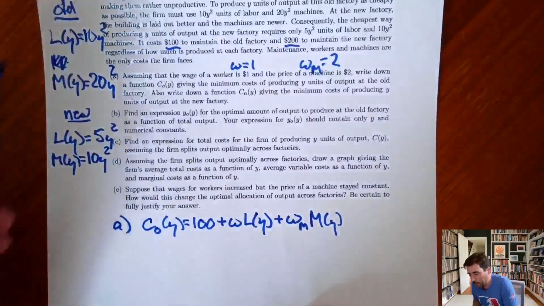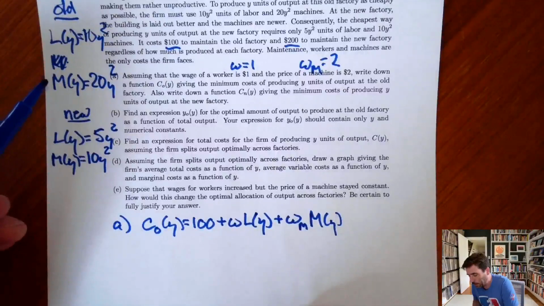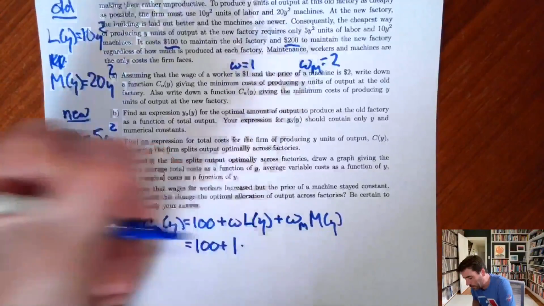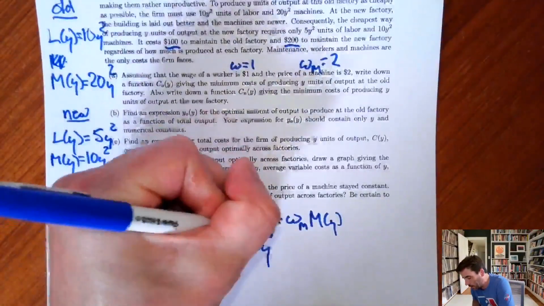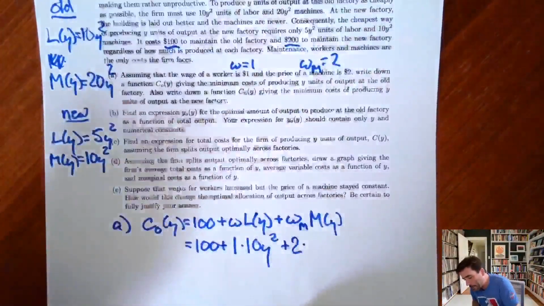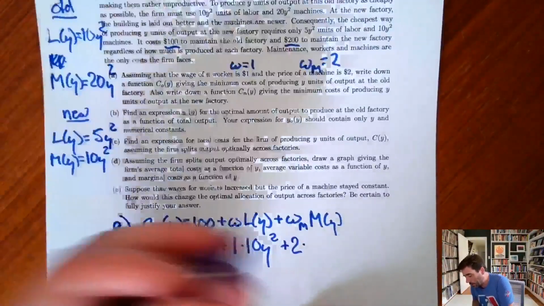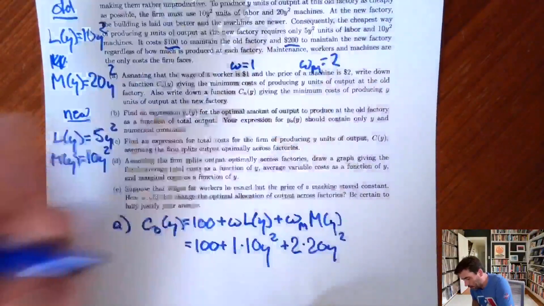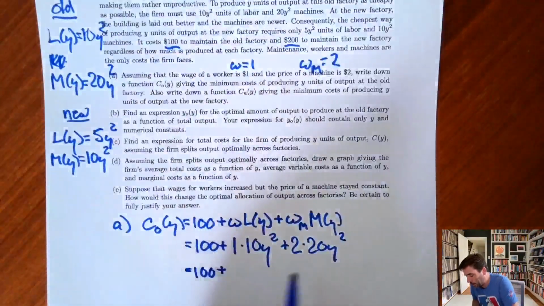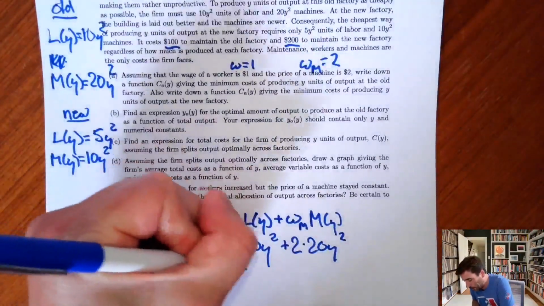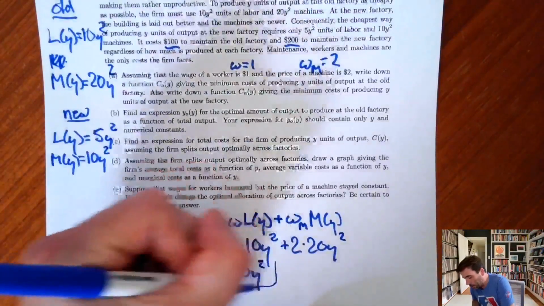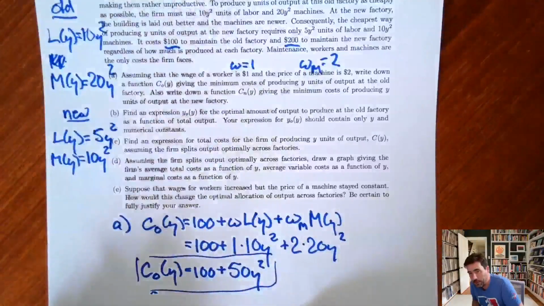All right, so we just need to plug in that information that we handily kept over here in the margin into our equation now. It's going to be 100 plus our wage of 1 times our L of 10Y squared plus our price of a machine of 2 times our 10Y squared, or sorry, 20Y squared for M. All right, so we've got 100 plus 10Y squared plus 40Y squared, so that's 100 plus 50Y squared. I'll put a little box around that as my final answer for C_o.